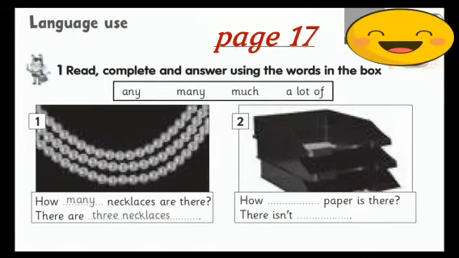Okay, the next exercise here. Here I want you to use these words. We have 4 words in the box. I want you to use these words to complete these questions and answers. Number 1 is answered. How many necklaces are there? There are 3 necklaces. Number 2, how? Here we have paper. Countable or uncountable? Yes, uncountable. So how much paper is there? There isn't any. There isn't any.